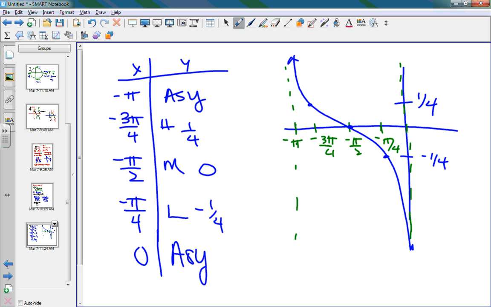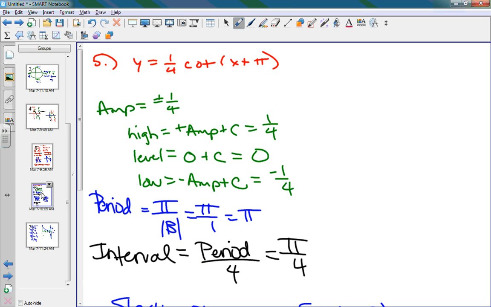I didn't see why you put negative 1/4. I have 1/4 and negative 1/4 because that's where we're using our high, middle, low. That's our amp. So if you look at your function, with me.